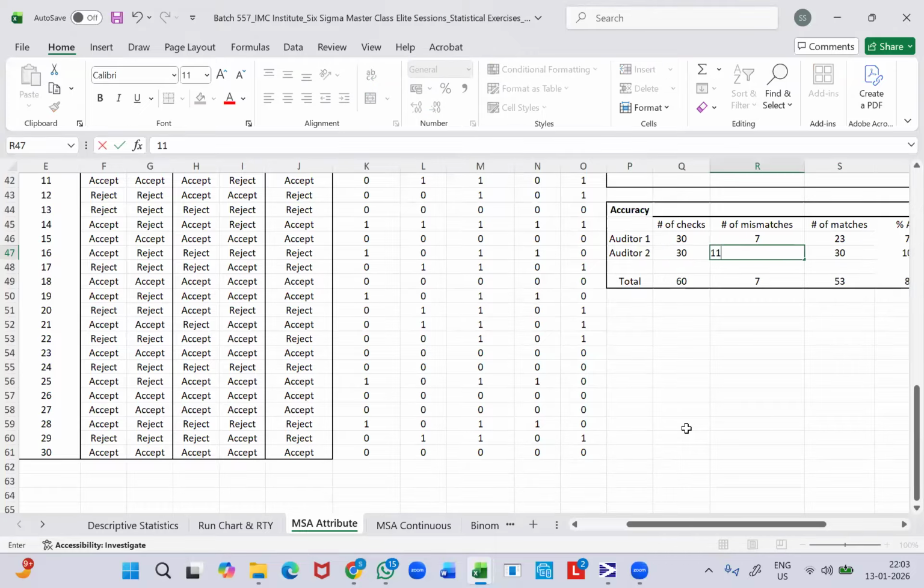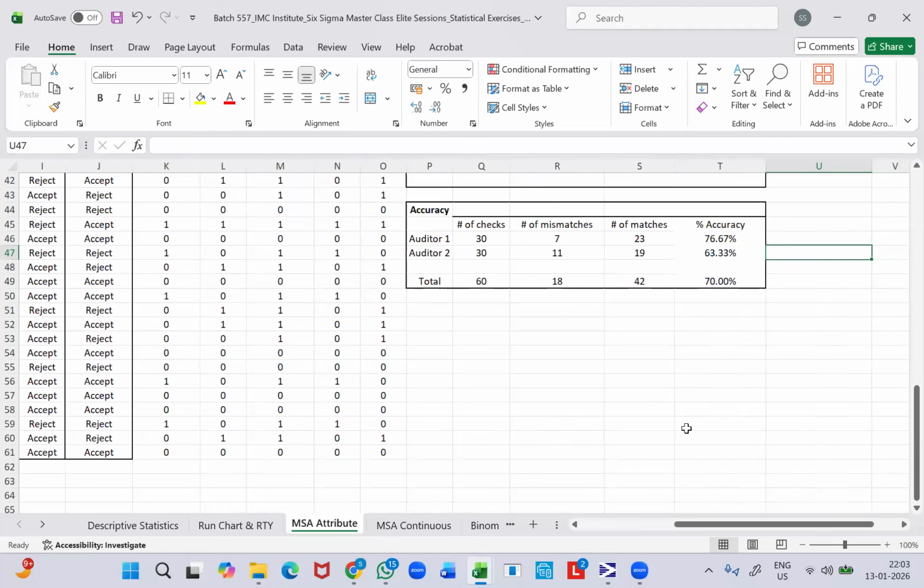So 30 and 11 mismatches. So only 63.33% is the accuracy level. So if you look at the overall accuracy percentage, it is 70%. So what will be the mismatch percentage? 100% minus 70%, which will be 30%.